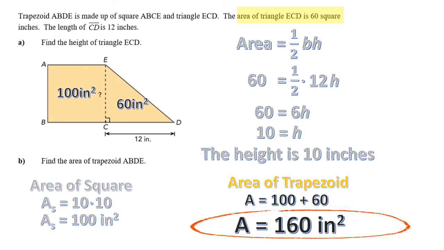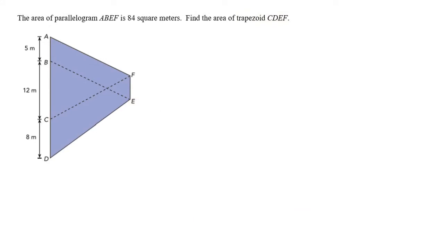Now the last one is the good one. The last one's the fun one. Now this is a pretty complex problem. This says the area of parallelogram ABEF is 84 square meters, and it's asking you to find the area of trapezoid CDEF. So first of all, what is trapezoid CDEF? Because it's not the entire trapezoid. The CDEF is this trapezoid here. If you trace it CDEF, those four points identify that that's a trapezoid.